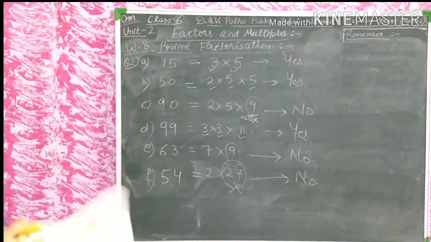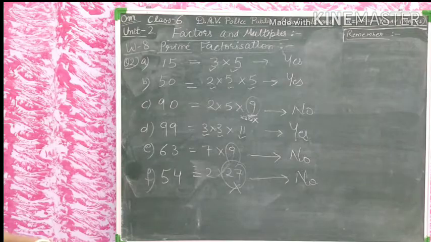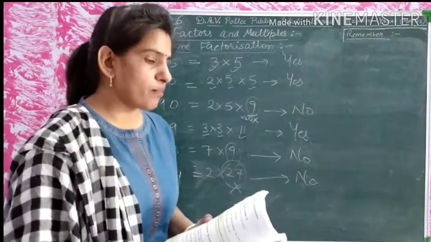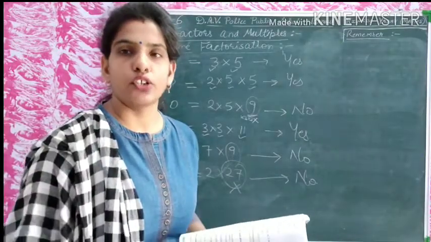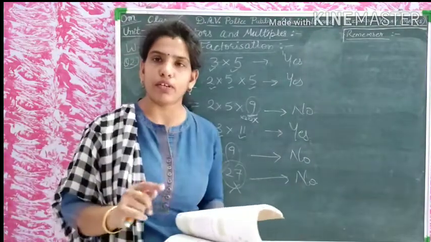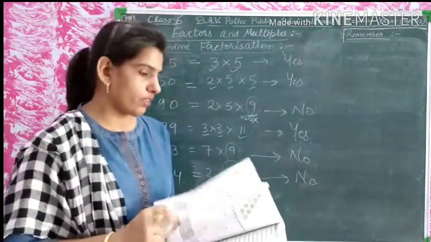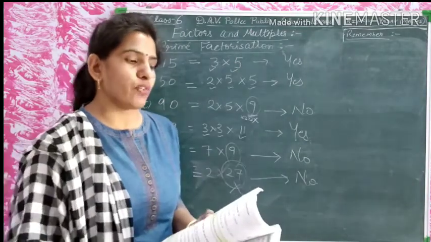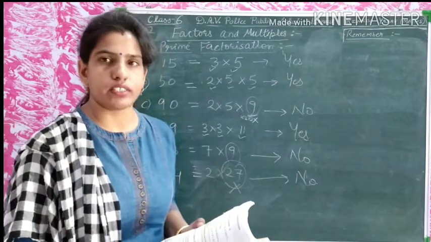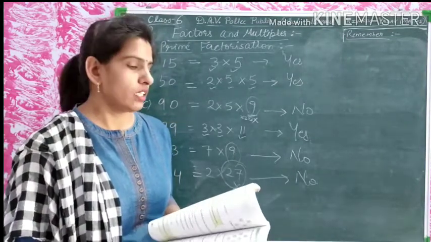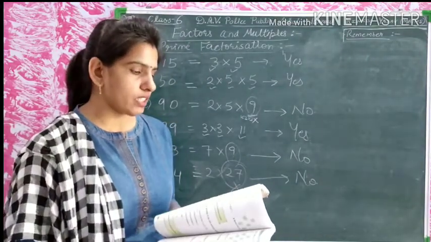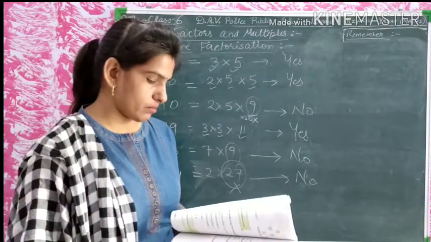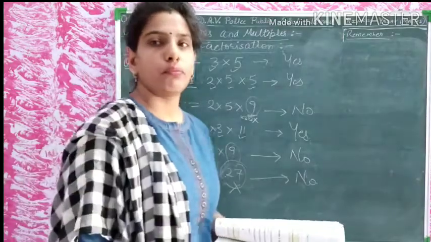Now, we will go to the next worksheet, that is worksheet 9. In worksheet 9, we have the methods of prime factorization. Two methods are there to find the prime factorization. The next method is in the next exercise. Factor tree method to find the factors. Factor tree method, prime factorization, factor tree method, and division method. There is the division method. We have to find here the prime factorization.